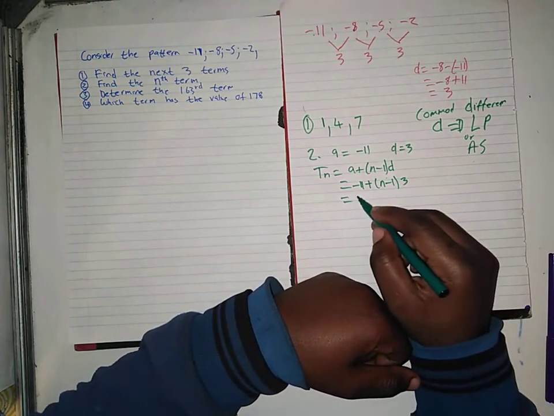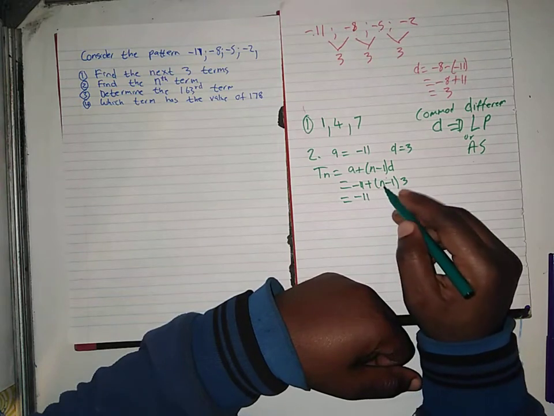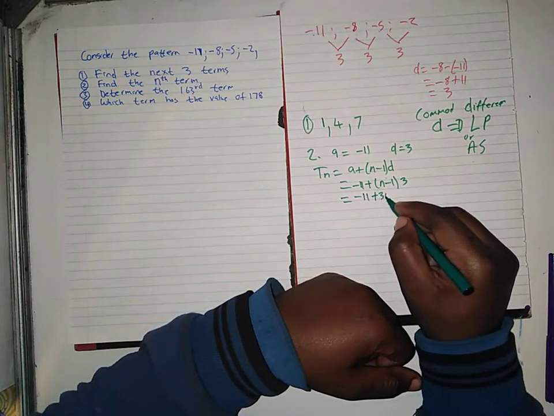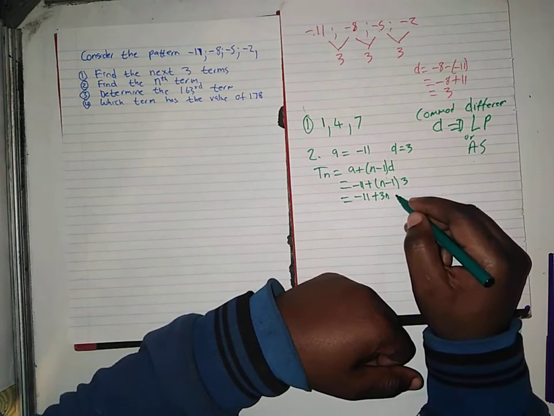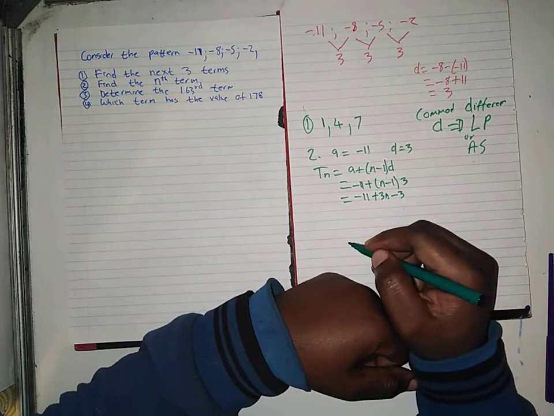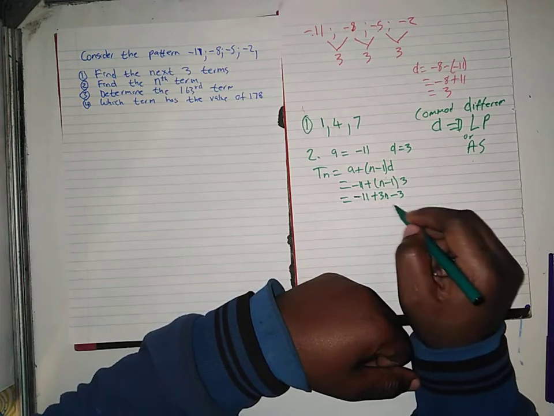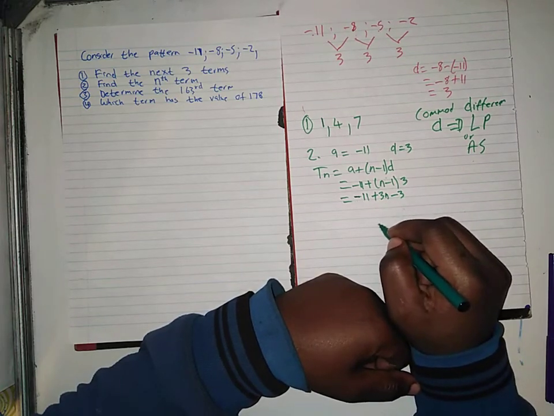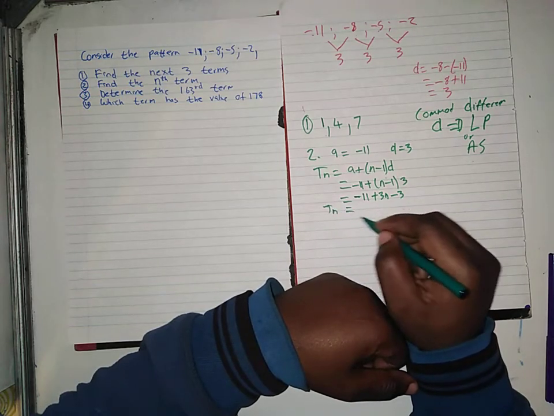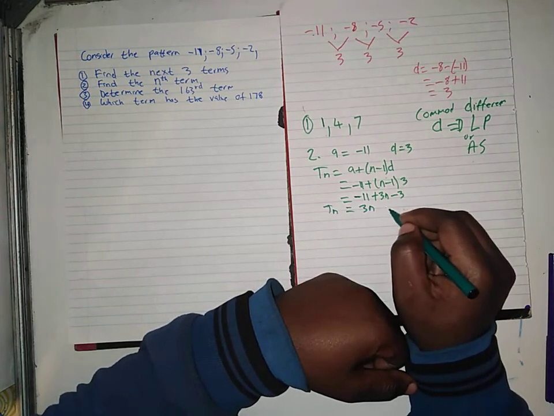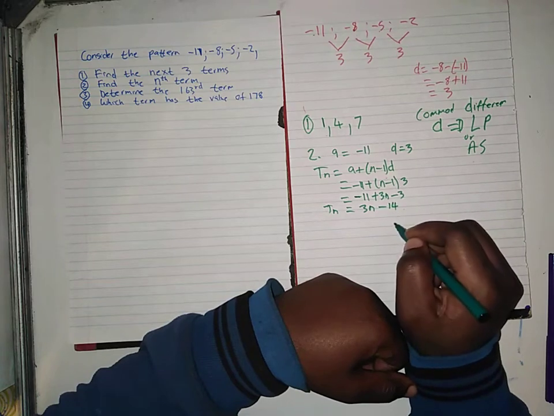When you simplify this, it's going to be minus 11. 3 times n is going to be plus 3n. And then 3 times minus 1 is going to be what? It's going to be minus 3. Okay, so minus 11 minus 3 is going to be minus 14. So our Tn is nothing other than 3n minus 14.